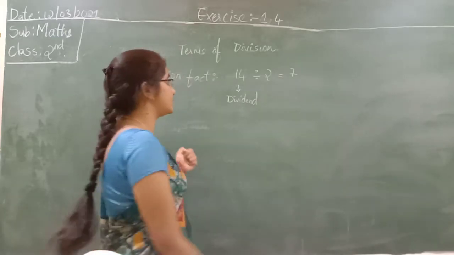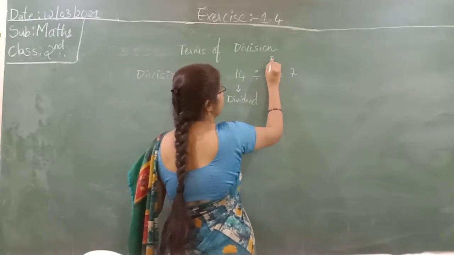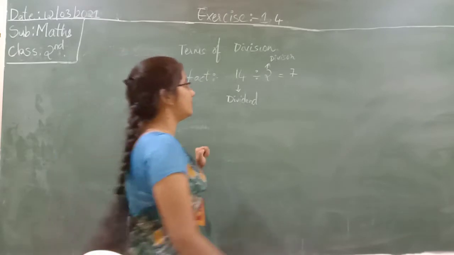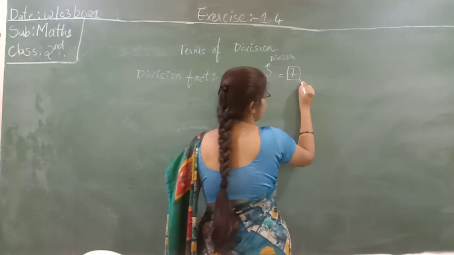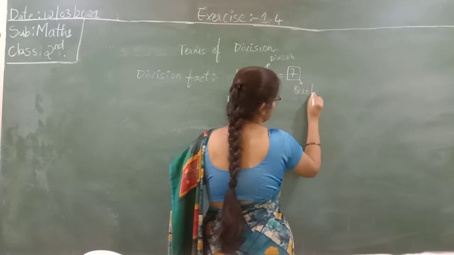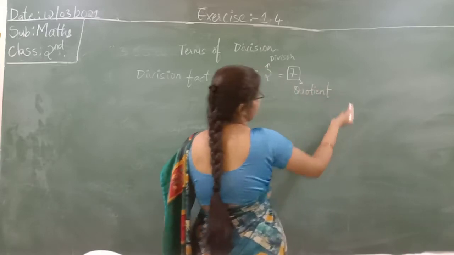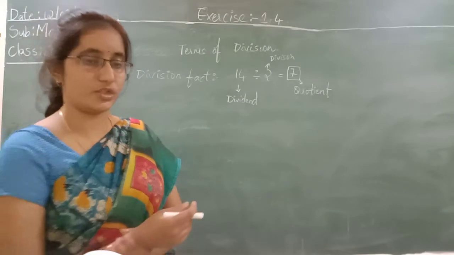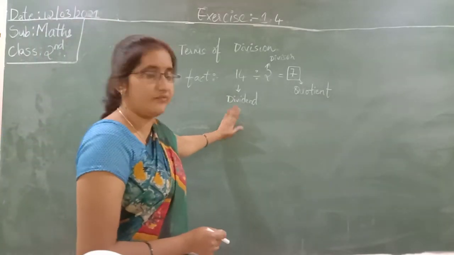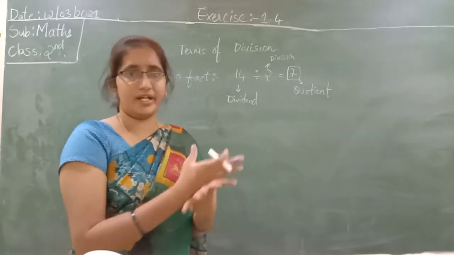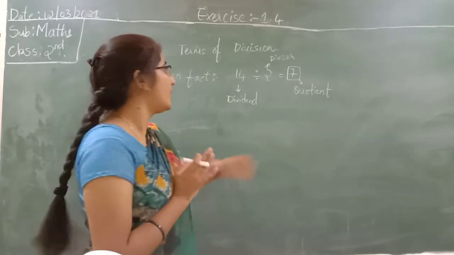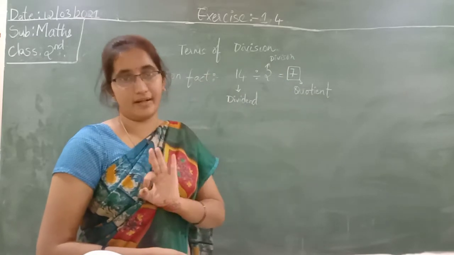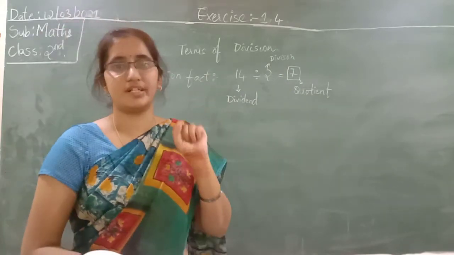The number which is dividing we call the divisor. The result we call the quotient. The number which is divided we call the dividend. The number which is dividing we call the divisor. The answer we call the quotient.